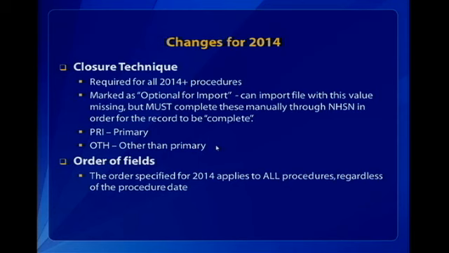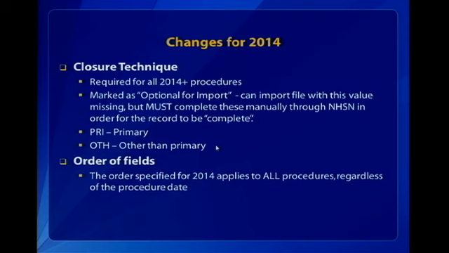Closure technique, again, is required only for procedures dated 2014 and forward. This is also marked as optional for import. So again, you can import these data with this value missing, but you must complete it at some point manually through NHSN. And the values that we allow are PRI for primary or OTH for other than primary.